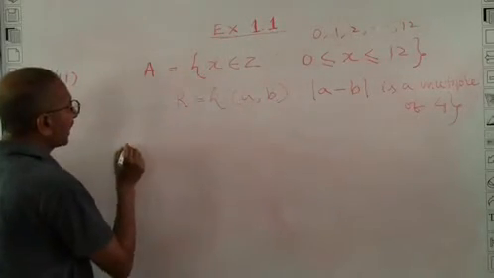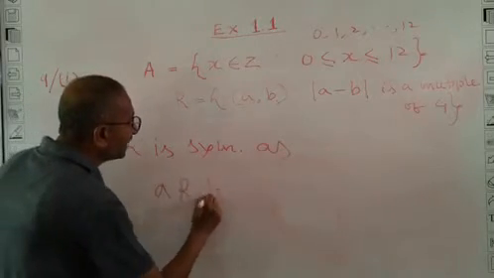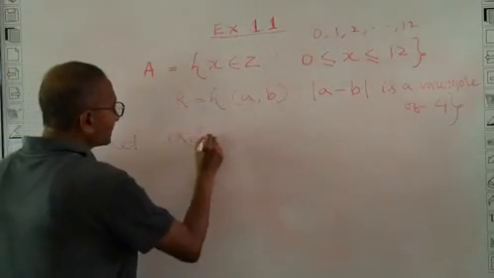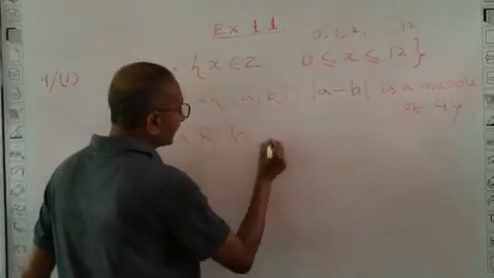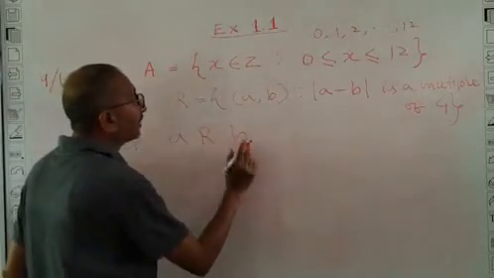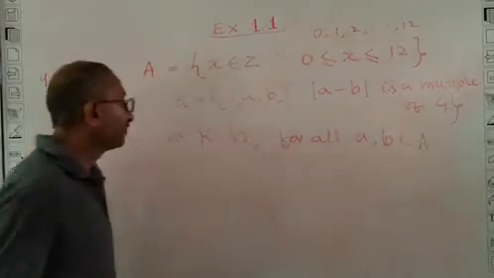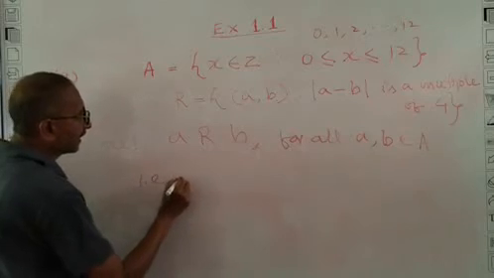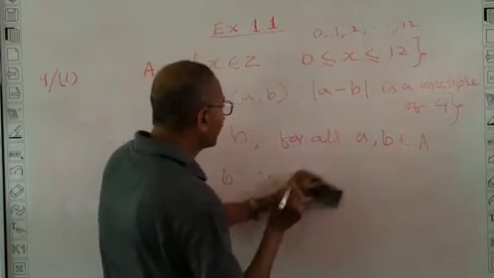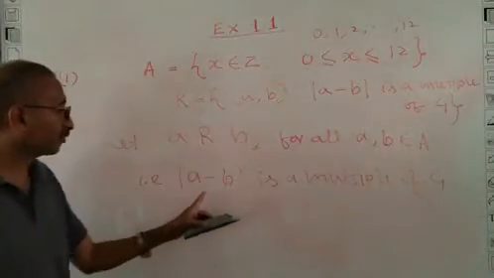And the logic we will write in this way. R is symmetric as A is related to B. You will write in this way: let A is related to B. Then, as I said in my previous session, you will have to write here, for all A, B belongs to A. Now, if A is related to B, that is, modulus of A minus B is a multiple of 4.